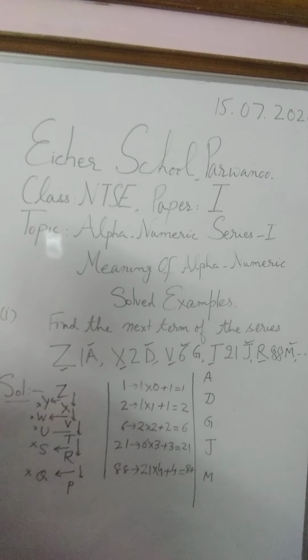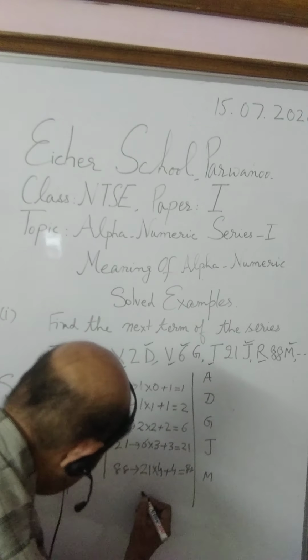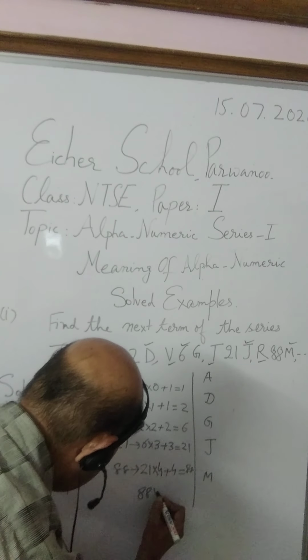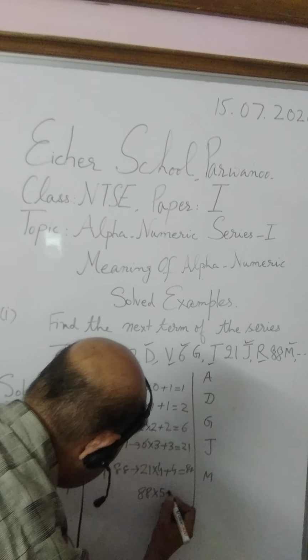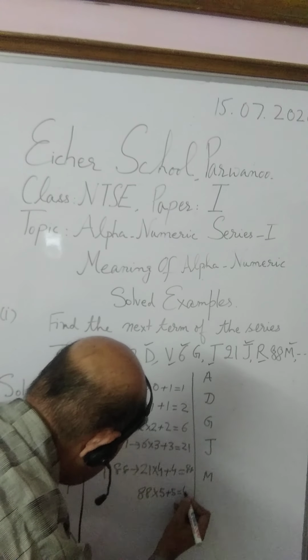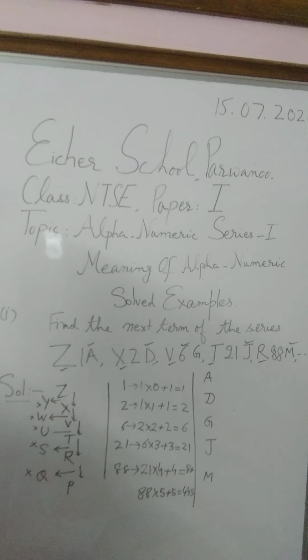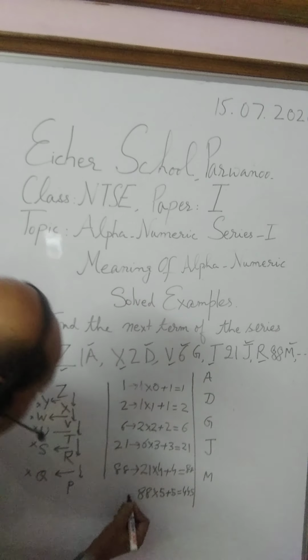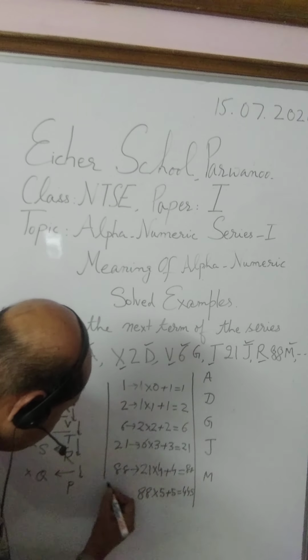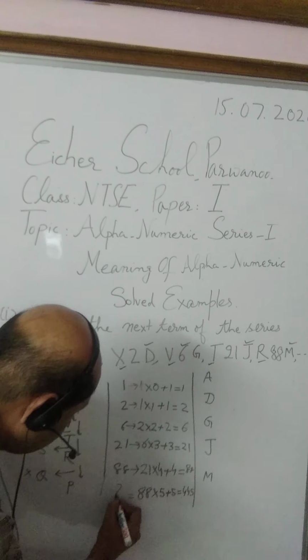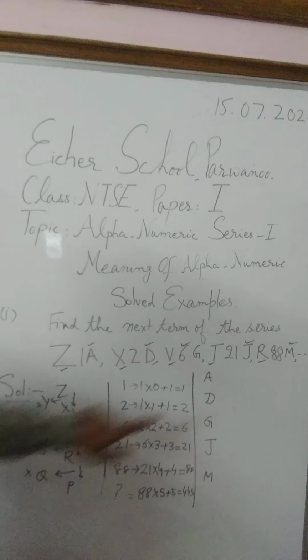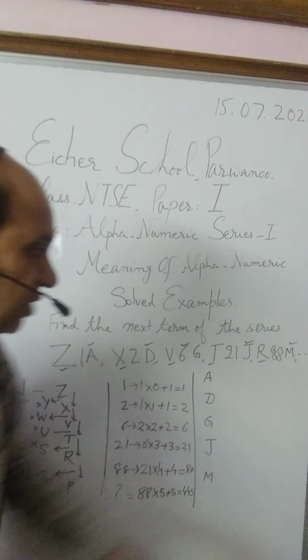Now what will be our next number in this way? It will be 88 multiplied with 5 plus 5, that is equal to 445, because 88 into 5 is 440, and 440 plus 5 gives you 445. So we get the next requirement, which is for our next term of the series here.